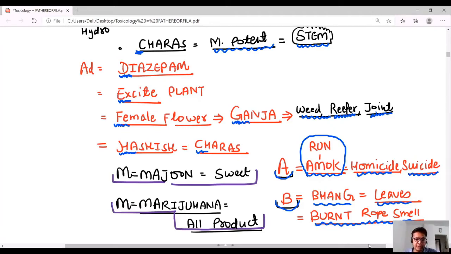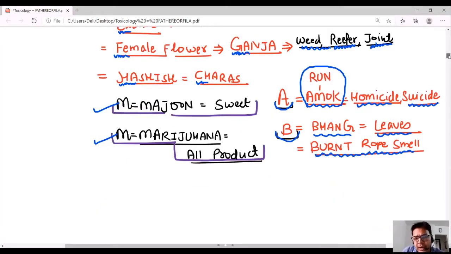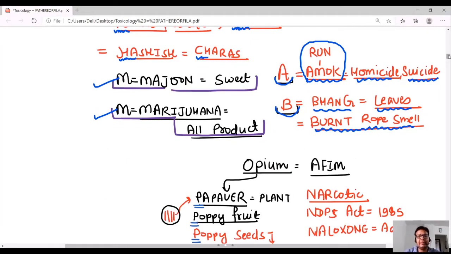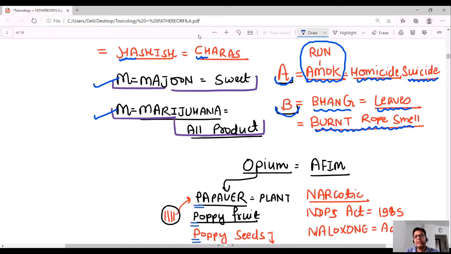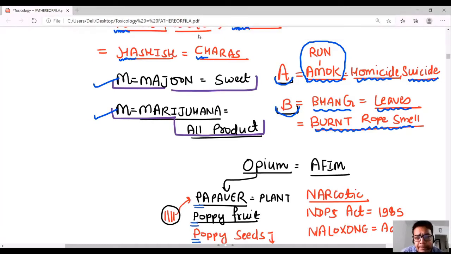M for majoon. Yes, majoon is a sweet product. M for marijuana. All products of cannabis are known as marijuana. Now, Dr. Saab, आपसे MCQ पूछ लेता हूं. Sir, is cannabis a CNS depressant or CNS stimulant plant?